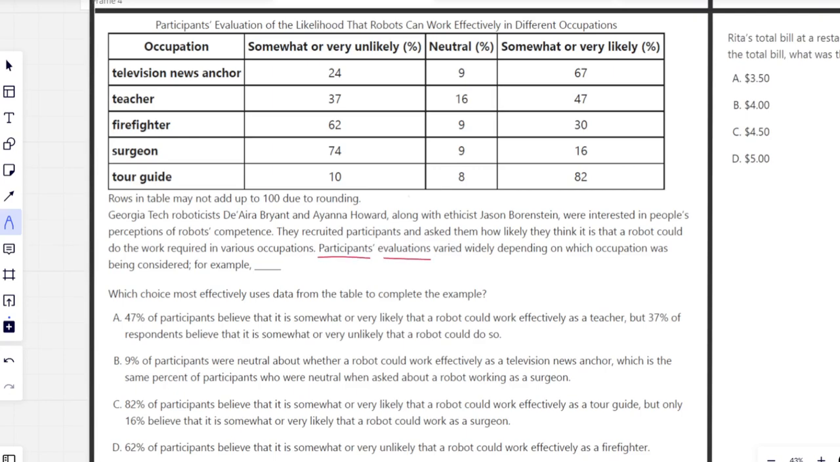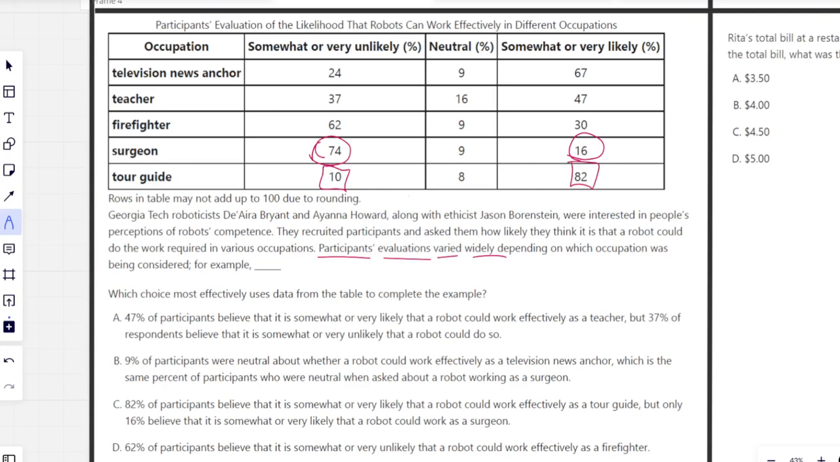Right, the participants' evaluations varied widely. That's what I'm going to focus on. Before I even look at the answer choices, I'm going to look at the table. That might save us some time. People mostly said it was somewhat or very unlikely that a robot could be, for example, a surgeon, and only a small percentage of people said that this was very likely. In contrast, there was a small percentage of people saying that it was unlikely for a robot to perform the duties of a tour guide, but a high percentage saying that a robot could be a tour guide. So there's a big discrepancy there.